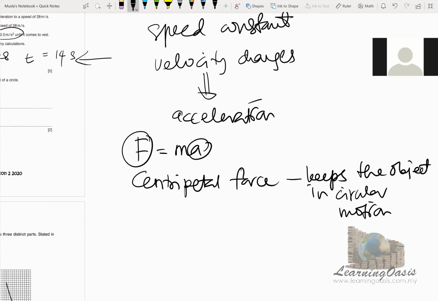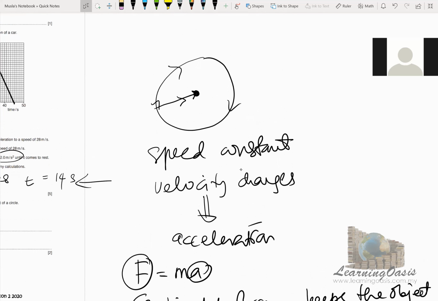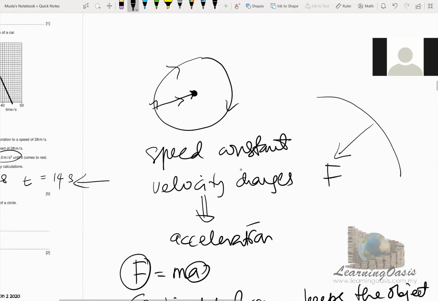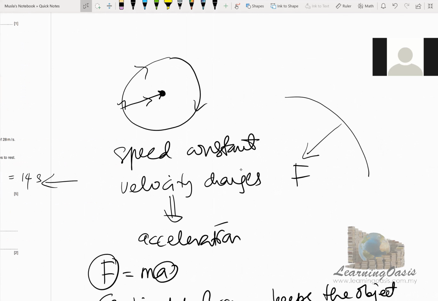Have you ever taken the LRT? All of you have. When taking the LRT, I think after Damai or something, there's cornering. So when there's a cornering or a roundabout, as it moves, there's a force actually inwards that keeps the train moving in circular motion. So that is what you call centripetal force. When it's maneuvering the cornering, the speed is constant, but there is an acceleration, okay? This force prevents the car or the train from tumbling over. So you have centripetal force.